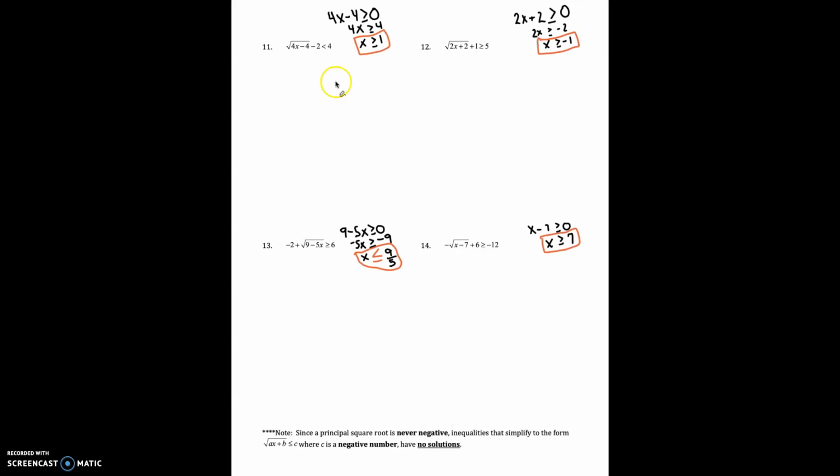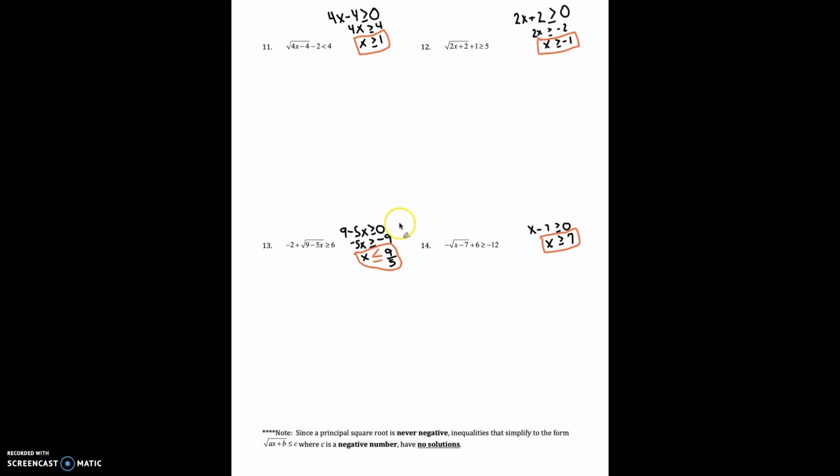So for number 11, hopefully you all get x has to be greater than or equal to 1 when you restrict the domain. 12 should be x is greater than or equal to -1. 13 is a little trickier. You're dividing by a negative, so hopefully I put mine in red here. You reverse that sign. x has to be less than or equal to 9/5. And then for 14, we get x is greater than or equal to 7.